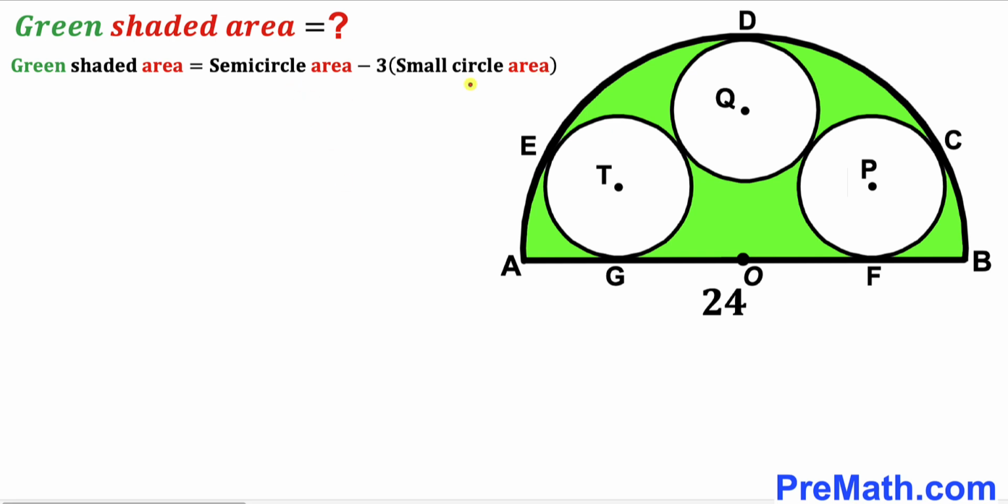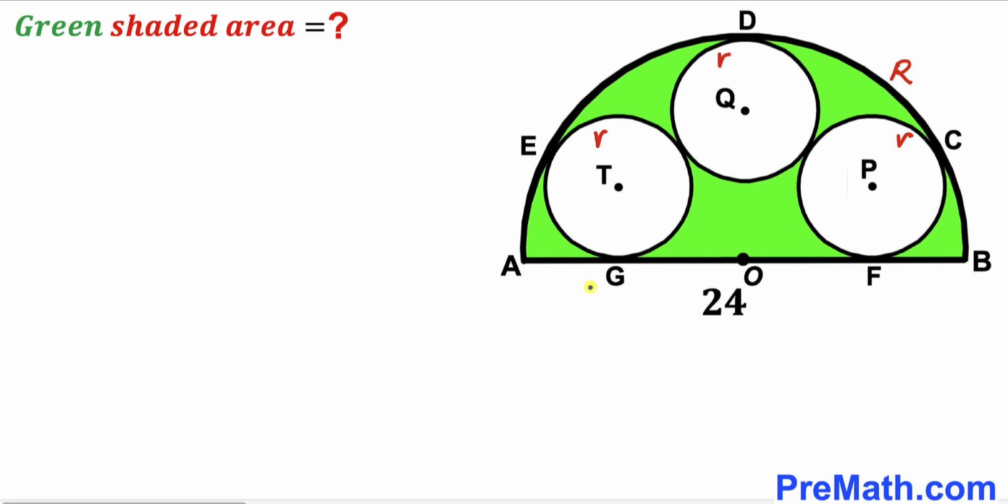Let's assume the radius of this big semicircle is uppercase R, whereas the radii of these identical small circles, I'm going to label as lowercase r. We are going to find the values of lowercase r and uppercase R. We can see that this diameter AB is 24, so the radius of this semicircle, represented by uppercase R, is 12 units.